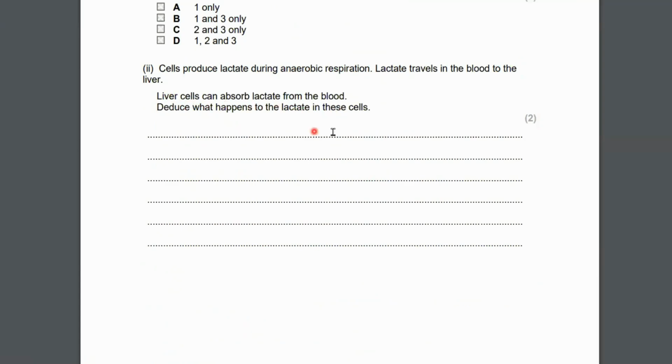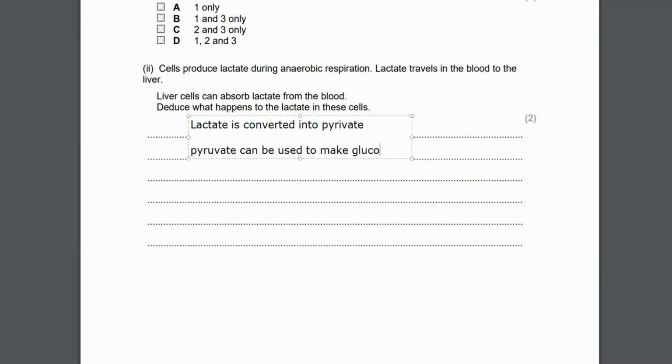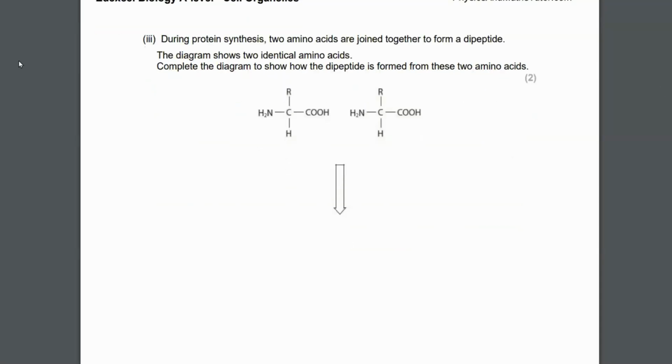1, 2, 3. Right. Some cells produce lactate during anaerobic respiration. Lactate travels in the blood to the liver. Liver cells can absorb lactate from the blood. Deduce what happens to lactate in these cells. The lactate's converted to pyruvate. Spelling mistake there. Whoopsie. Pyruvate can be used to make glucose for respiration. And that basically is it.